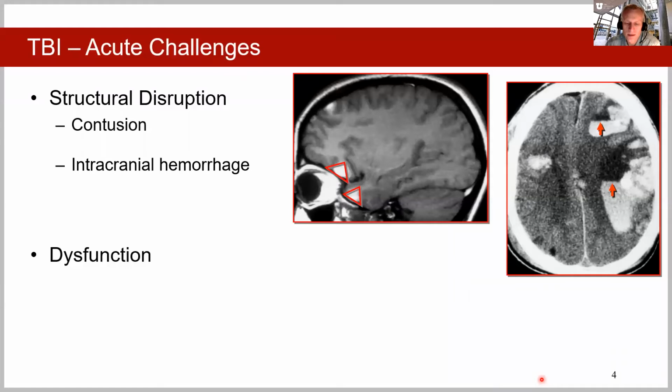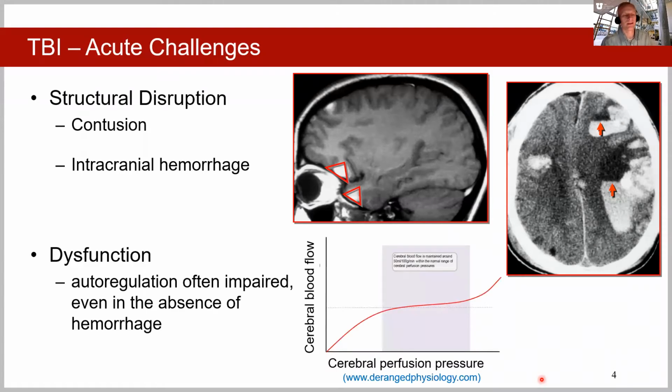Okay. The other thing that can happen is blood vessels, as you may or may not know, have smooth muscle cells in their walls. And those smooth muscle cells make it possible for a blood vessel to contract and to dilate to control blood flow, okay? But the other thing that is observed acutely after many traumatic brain injuries is dysfunction of this ability of the blood vessels to control blood flow inside the brain.